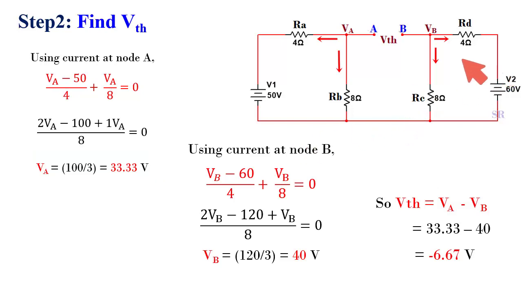Using the similar phenomena, the current through the resistance 4 ohm is VB minus this 60 volt divided by this 4 ohm. So this is the first current. Another current is VB minus 0 divided by 8 ohm. So summation of these two is equal to 0. From this equation I got VB is equal to 40 volt. So what is VTH? VTH is equal to VA minus VB. So VA minus VB, and I got Thevenin voltage VTH is 6.67 volt. So this is the calculated Thevenin voltage.